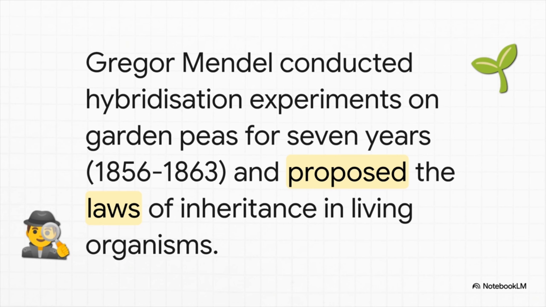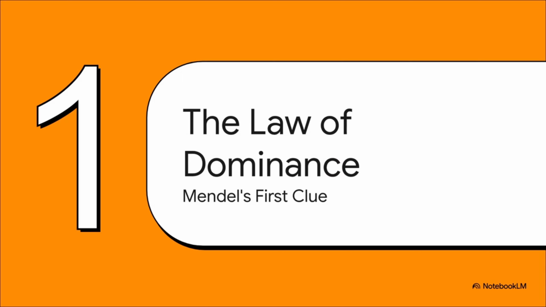Back in the 1800s, this guy, with his garden full of pea plants, literally laid out the entire foundation for how we understand heredity today. Okay, so what was his first major breakthrough? It was a huge clue he called the law of dominance. And it all started with his idea about these little inheritable factors.